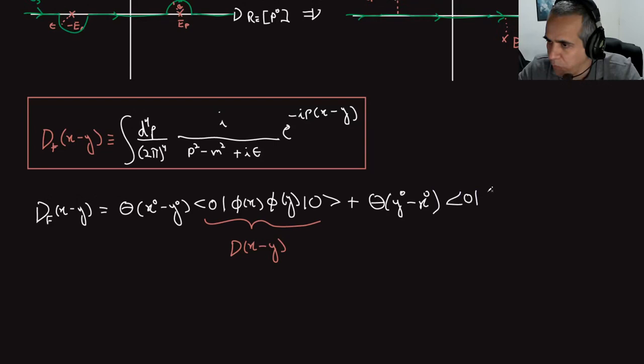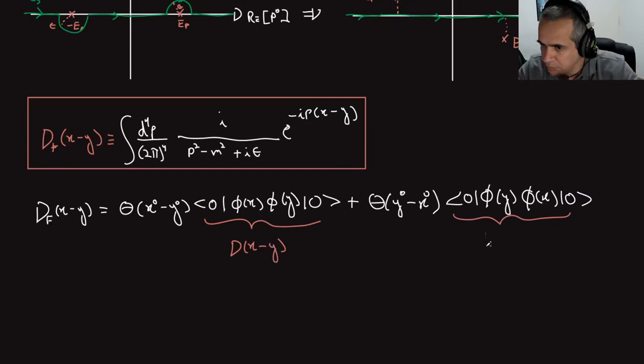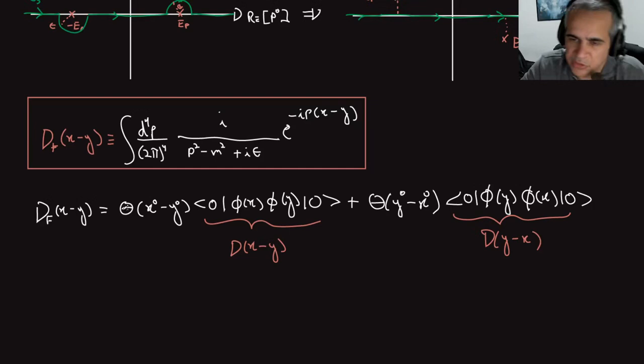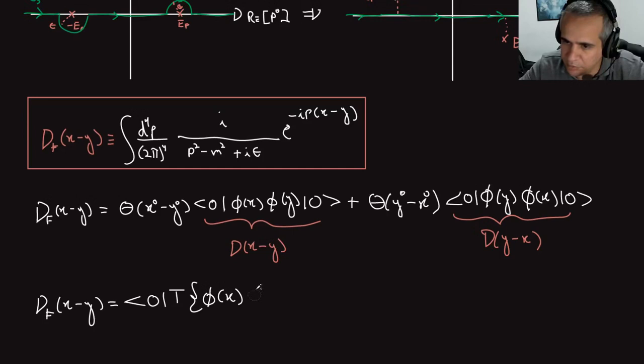And then this, which is the opposite, right? It's the same object, but for y minus x. And so you see, when x0 is bigger than y0, the Feynman propagator is this guy. And when y0 is bigger than x0, it is this guy. And that means that I can write the Feynman propagator in terms of something that I called already the time-ordered product of these operators, right? So this is the vacuum expectation value of the time ordering of phi(x) phi(y). So this is another definition we use a lot for the Feynman propagator.